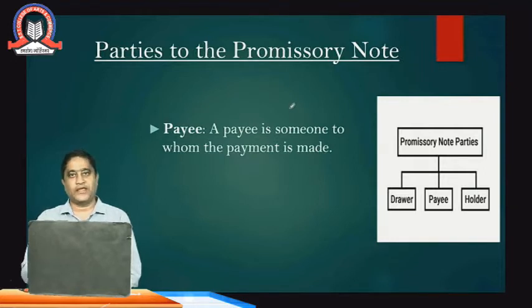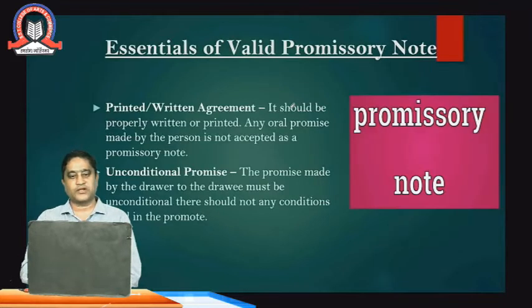So the concept of the payee is clear, I hope, and the concept of the drawer or maker has also been cleared. What are the essential elements of a valid promissory note? It must be a printed or written agreement, properly written or printed. Any oral promise made by the person is not accepted as a promissory note. It should always be in written form or in digital form. Unconditional promise: the promise made by the drawer to the drawee must be unconditional. There should not be any condition fixed in the promissory note.